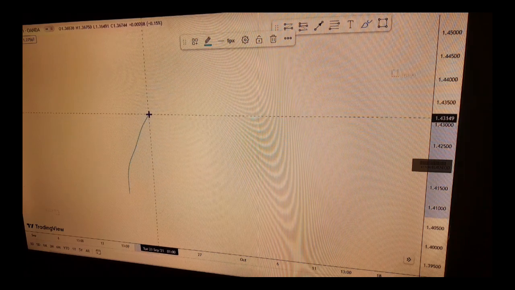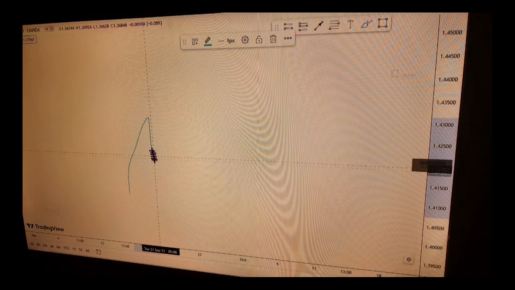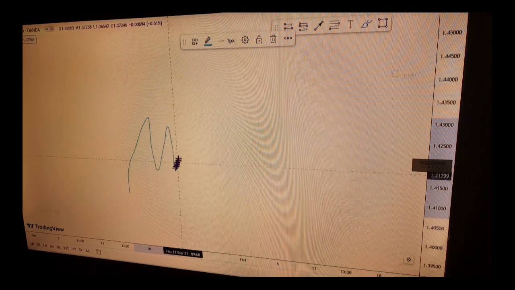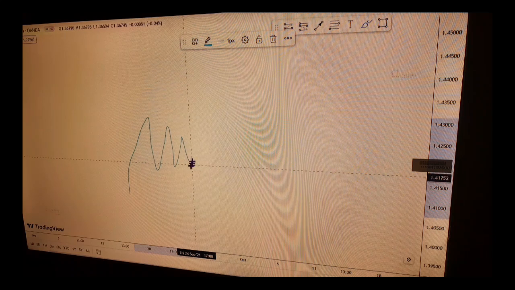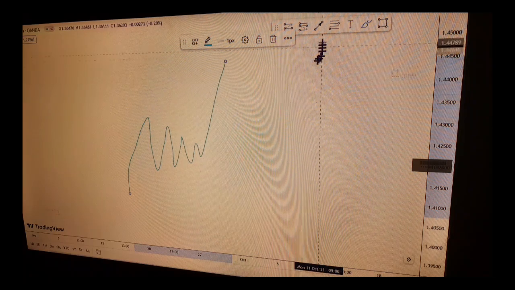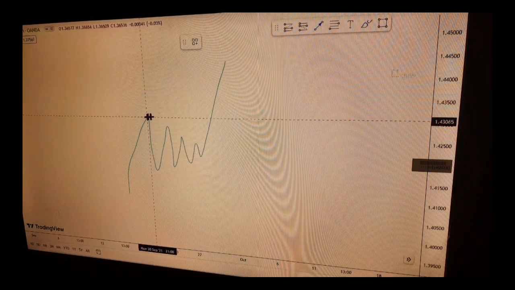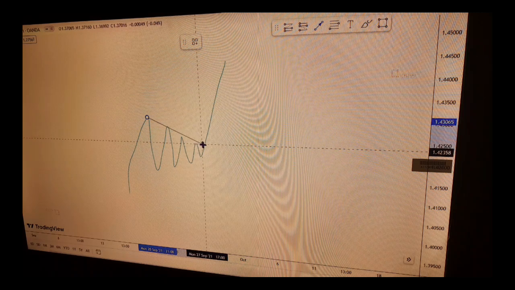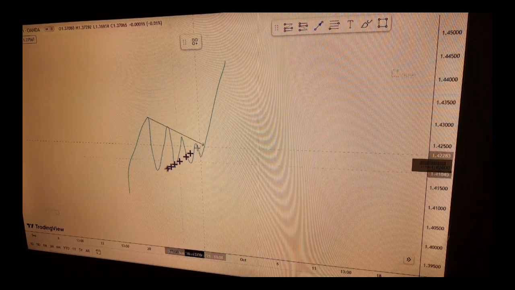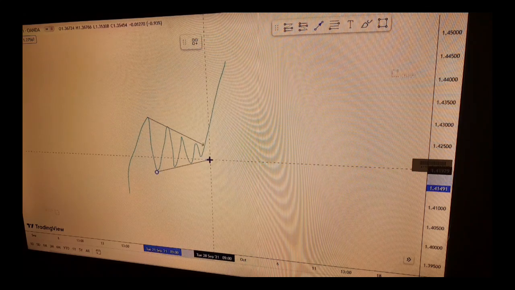So now we have something like this. The market comes and then does something like this, comes, does something like this. It starts to squeeze itself before it can give us the right move. What you're going to do is to come and draw your trend lines to confirm that you are having a symmetrical triangle, that you are having something like this.